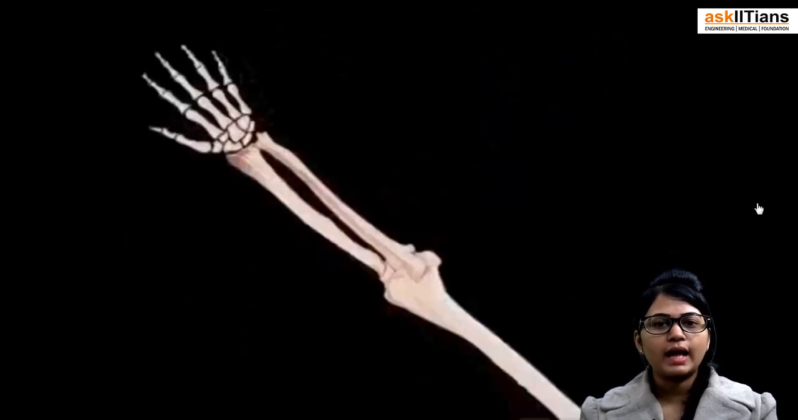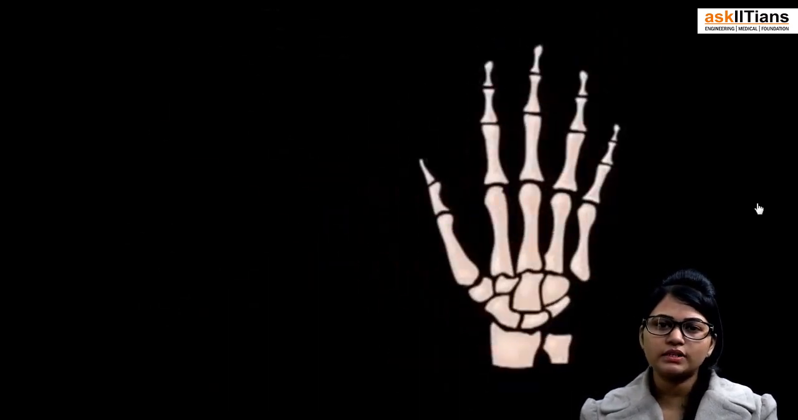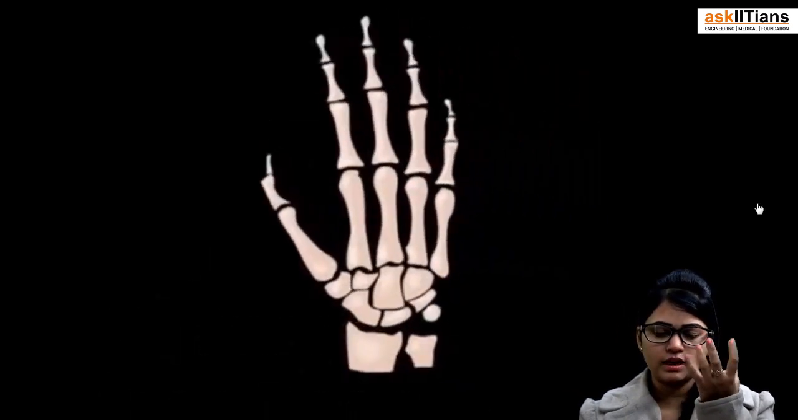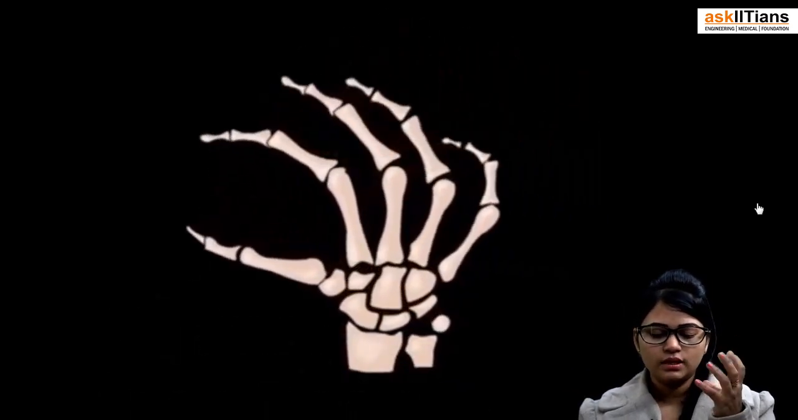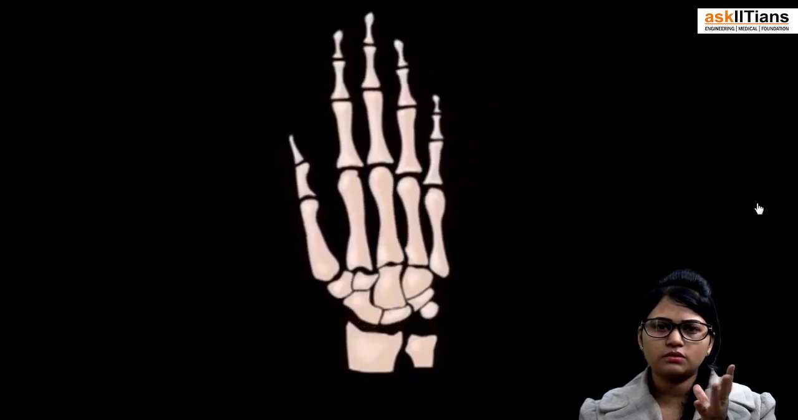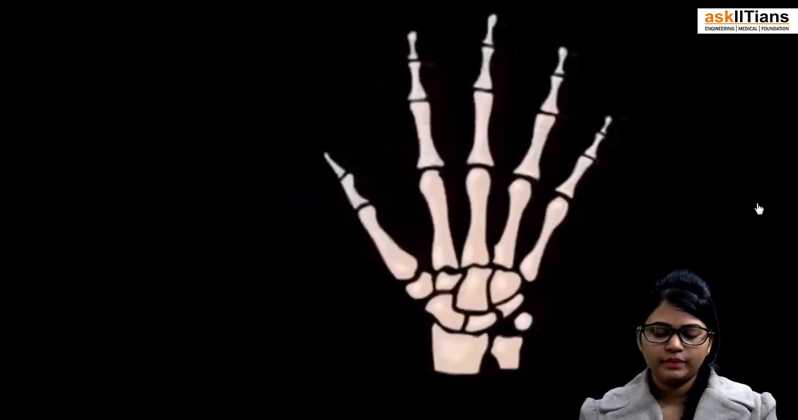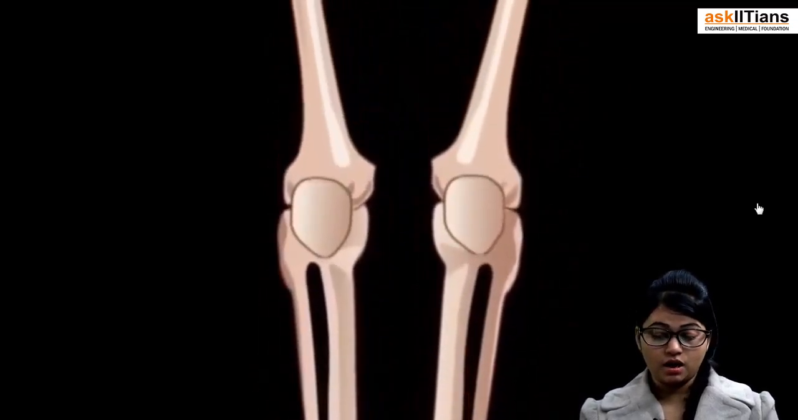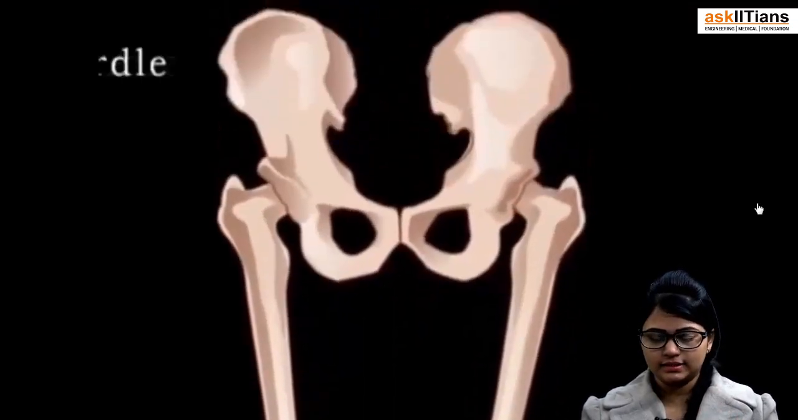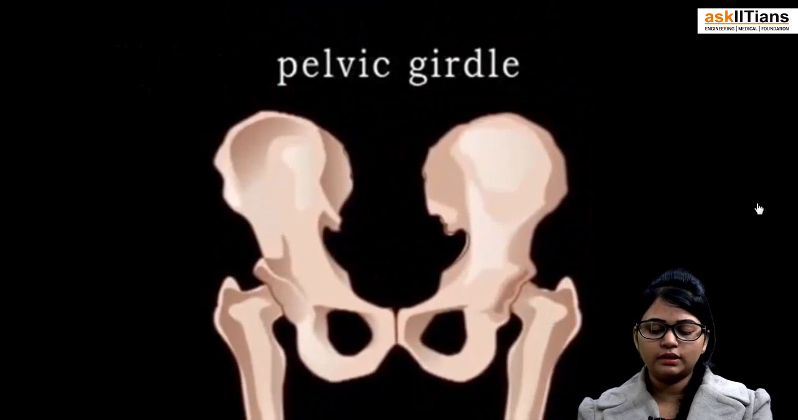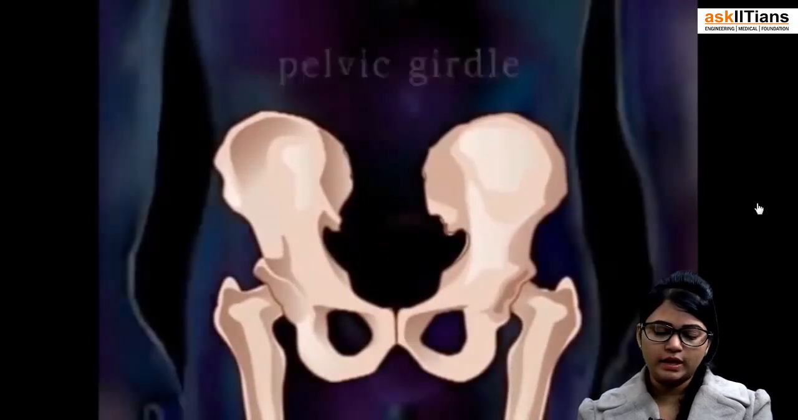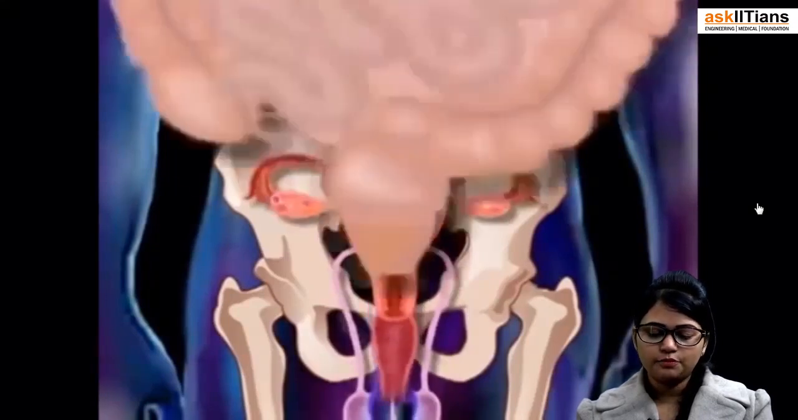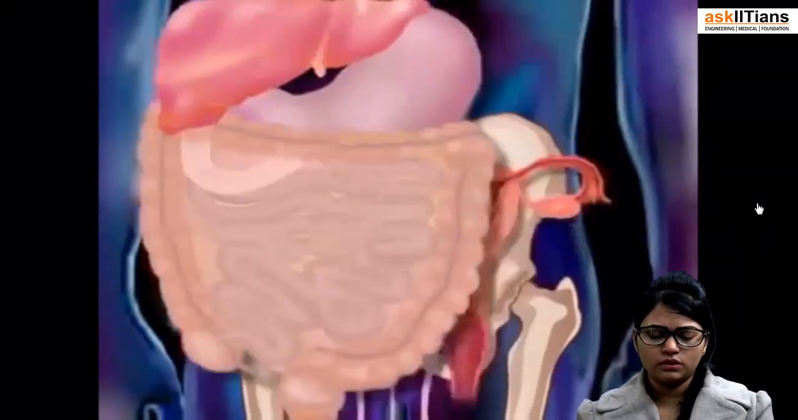The wrist and hand consist of 27 separate bones. Because of this, we have a large number of small bones, which enable us to make more movements than any other part of our body. The bones of the lower extremities or legs are connected to the axial skeleton by the pelvic girdle, which is formed by the hips and hip bones. The two hip bones protect the bladder, reproductive organs, lower colon and rectum.